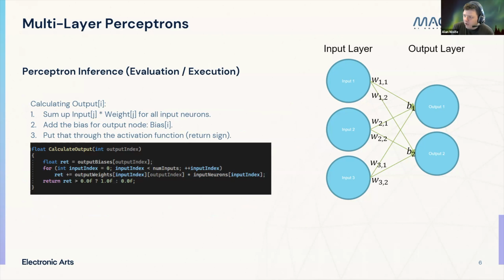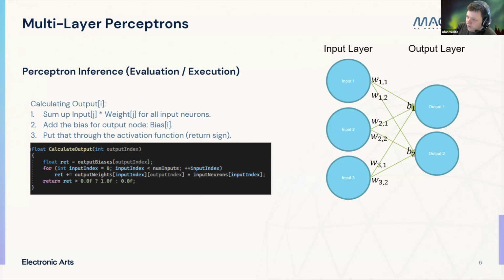Okay, so a little more information about how you actually evaluate or execute a neural network, which is also called inference. If you're trying to calculate the output for a specific output neuron, you find all the things that connect to that neuron, and you multiply the weights by the value of the neuron going into that. So, for output 1, it's going to be input 1, 2, and 3 times their respective weights that go into that output.